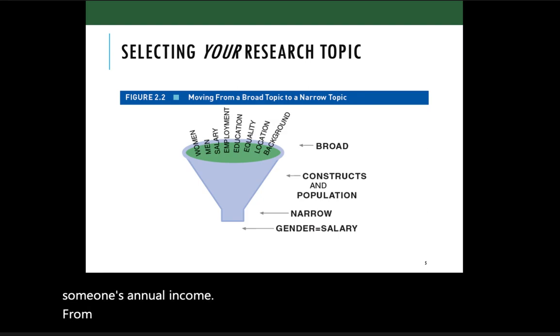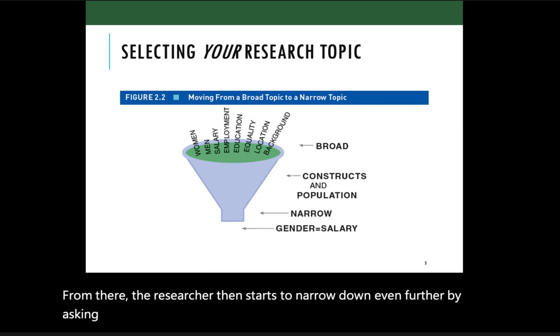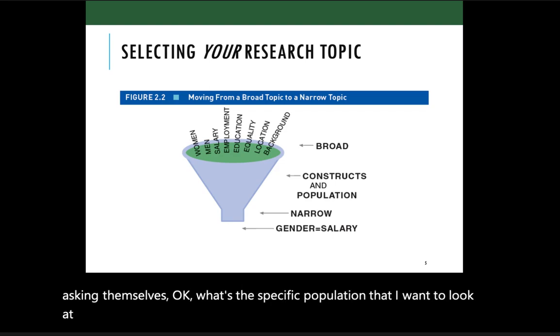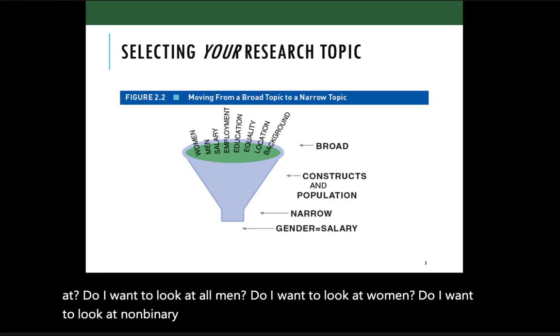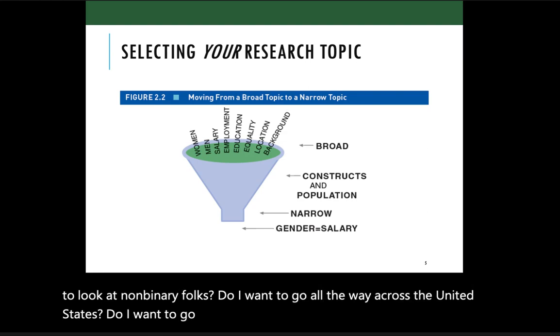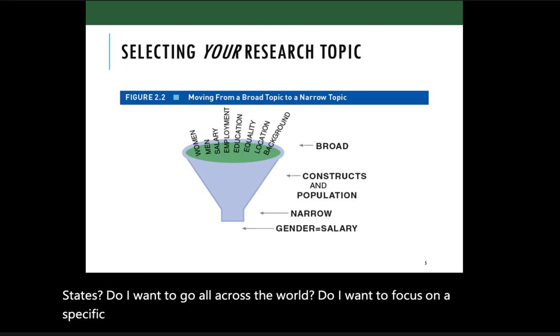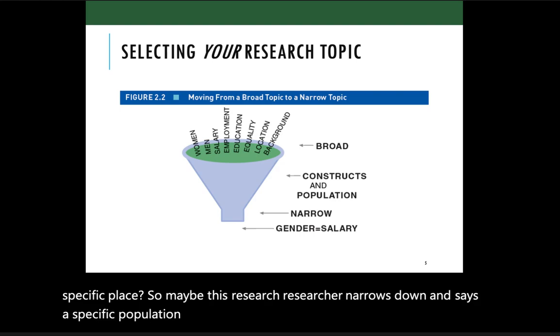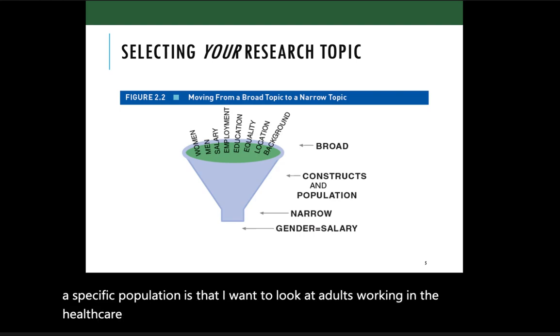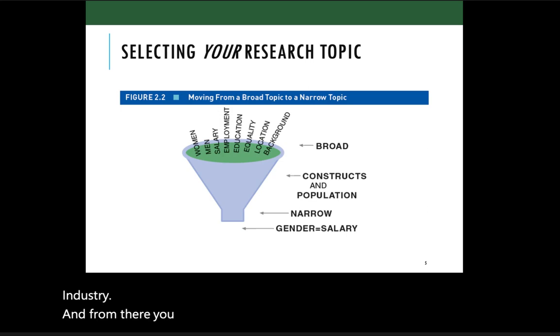From there, the researcher then starts to narrow down even further by asking themselves, okay, what's the specific population that I want to look at? Do I want to look at all men? Do I want to look at women? Do I want to look at non-binary folks? Do I want to go all the way across the United States? Do I want to go all across the world? Do I want to focus on a specific place? So maybe this researcher narrows down and says a specific population that I want to look at is adults working in the healthcare industry. And from there, you just narrow down even further so that you get your research topic.